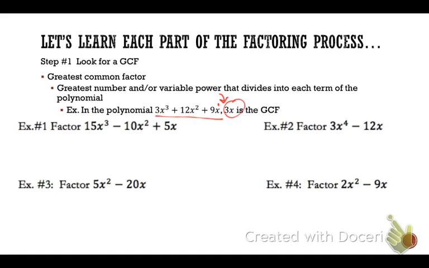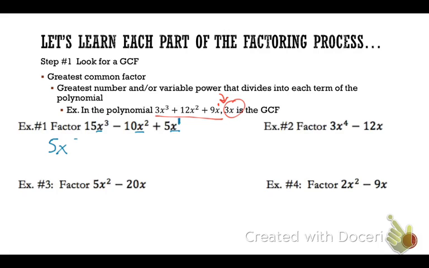Now let's look at these first four examples. Example number 1 says factor 15x cubed minus 10x squared plus 5x. So we're going to start with step 1, where we look for a greatest common factor. Between 15, 10, and 5, the biggest number that divides into those three numbers is 5, and we write it out front. Between x cubed, x squared, and x, the most variables that we can divide out without going over the power of any single term is just x to the first power. So we factor that out to the front.